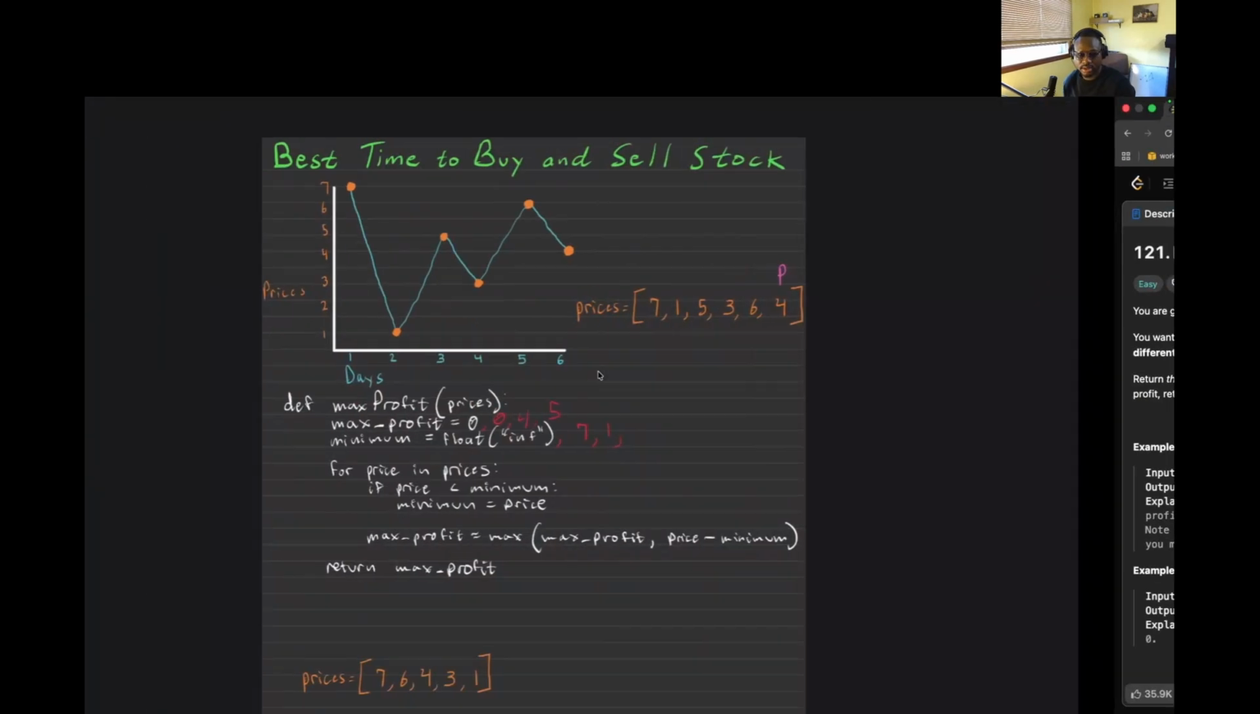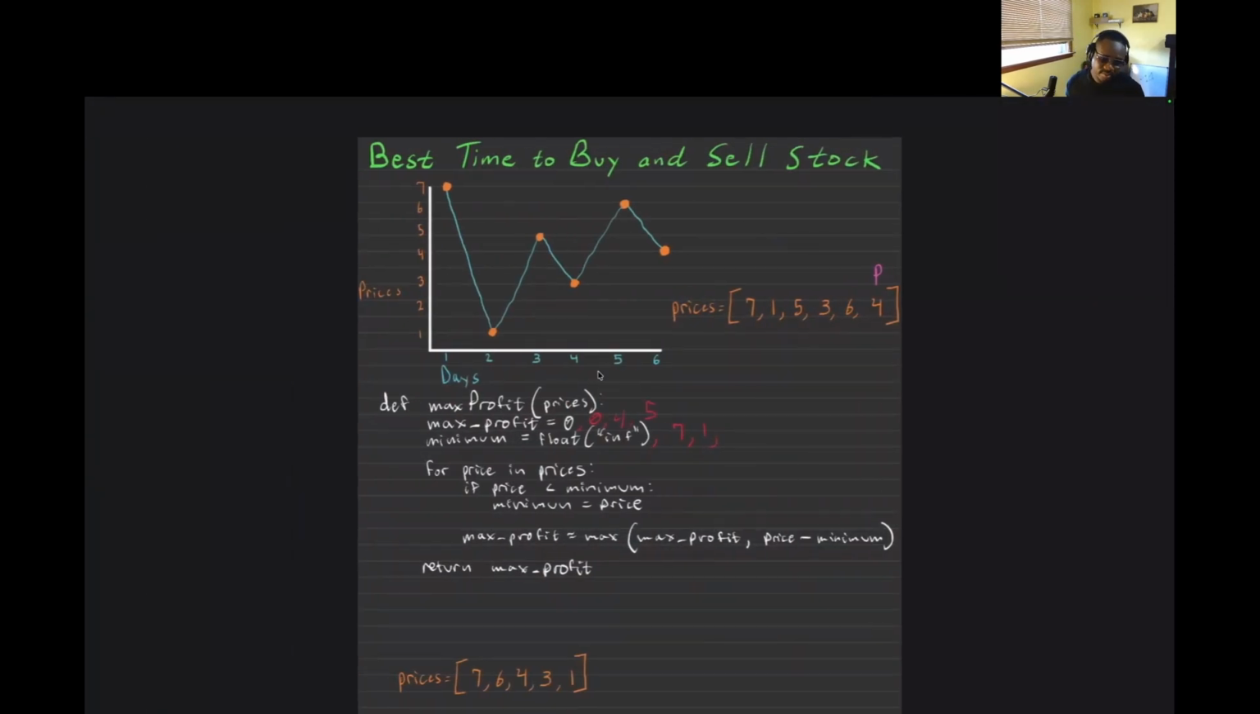So back to the drawing board to talk about the runtime. Our runtime here is big O of n, where n is the size of our input, because this for loop has to go through each value in our given array. And then the space is just big O of 1. It's constant, right? Because we're not creating anything extra in memory.